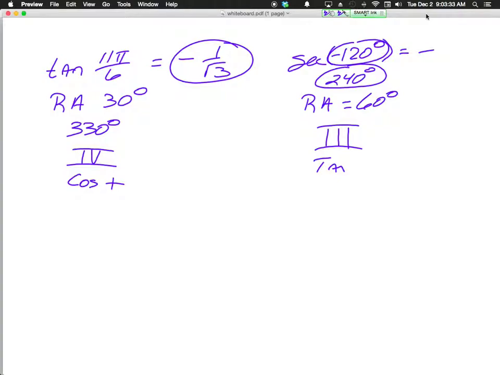So then I come over here, I need secant of 60. I don't have secant on my board. What's related to secant? Cosine. So I go to cosine of 60, which is 1/2. So that means secant is 2. My answer would be negative 2.